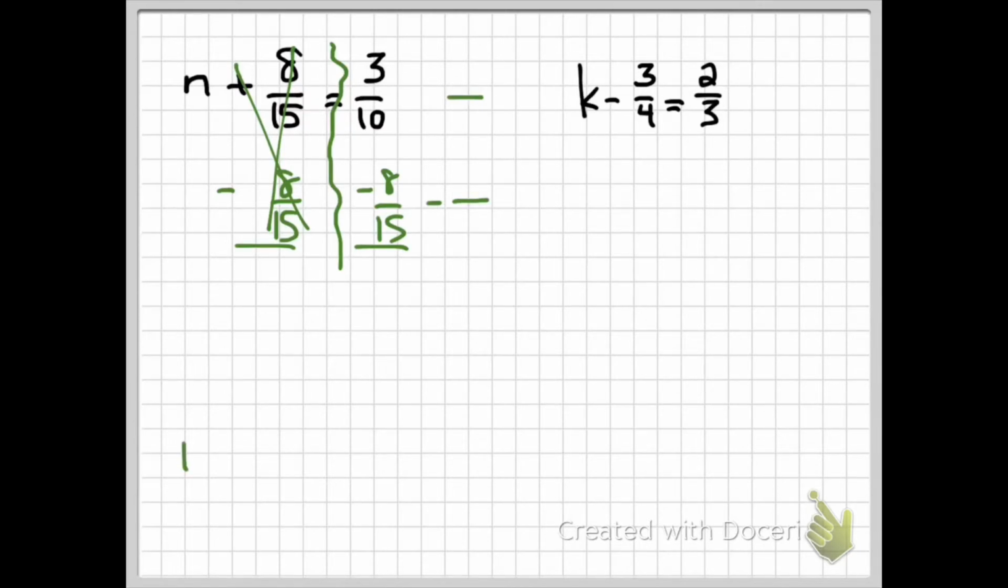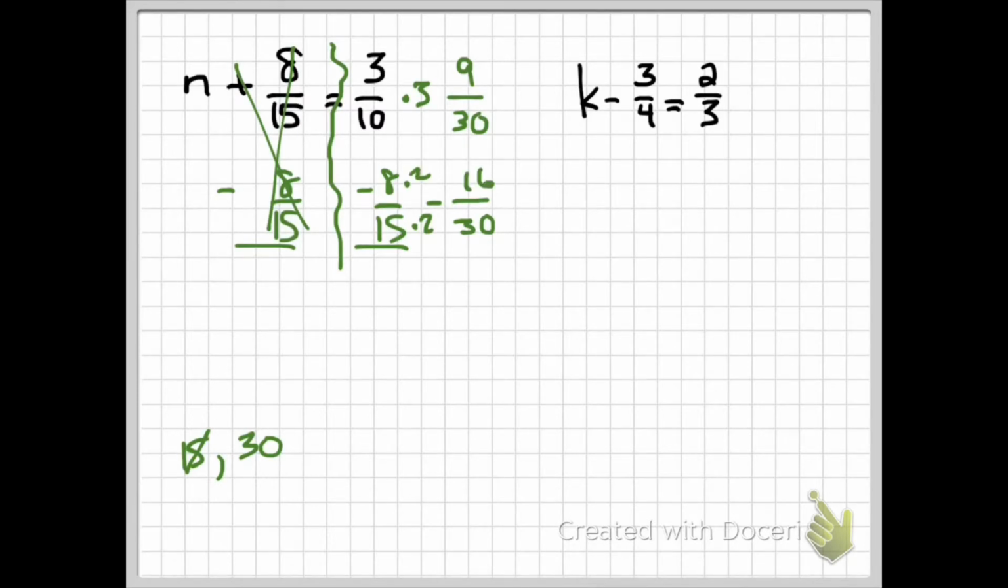So let's start with 15. Well, 10 can't go into 15 evenly. We double that, 30. 30 will work. So we put our 30 in. Well, we know that we multiply 10 times 3 to get 30. 3 times 3 is 9. And then we multiply 15 times 2. 8 times 2 is 16.